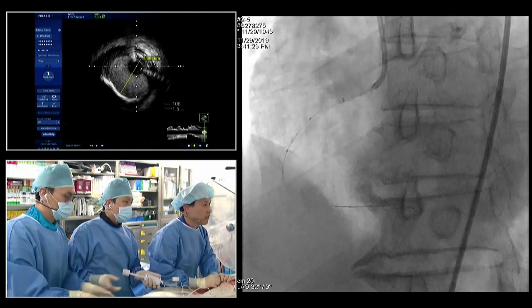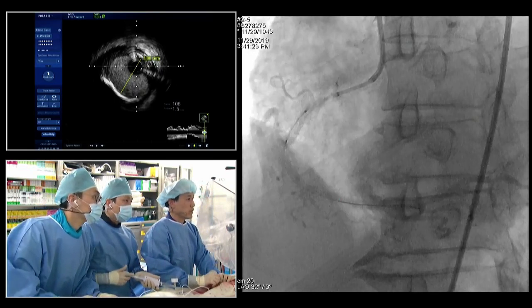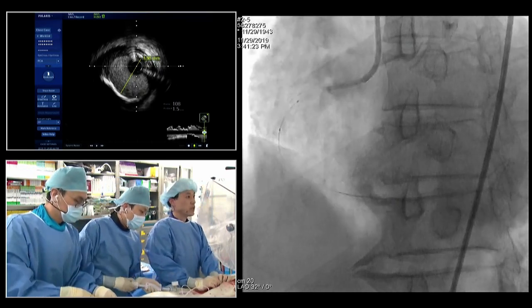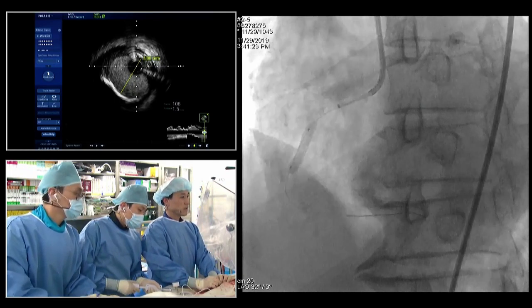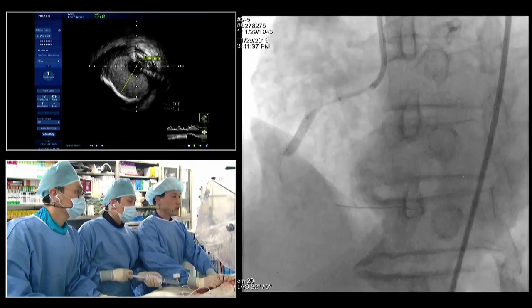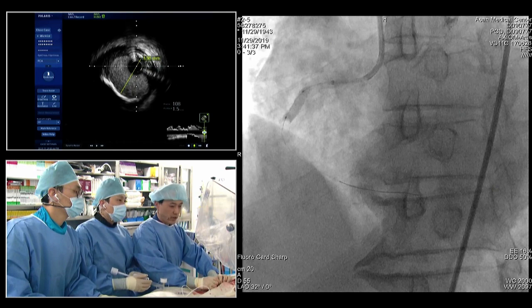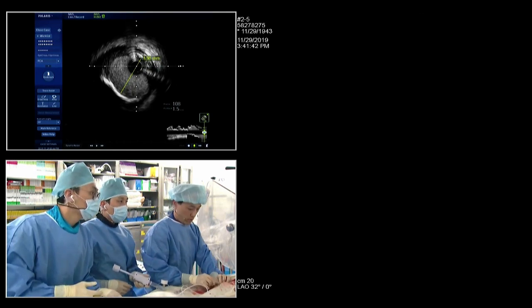Okay, puff, please. Up. Okay, one more time. Take it very quickly. Let's go to 20. Good. And down. Okay, let's take this out, let's take a picture, and then think about IVUS.